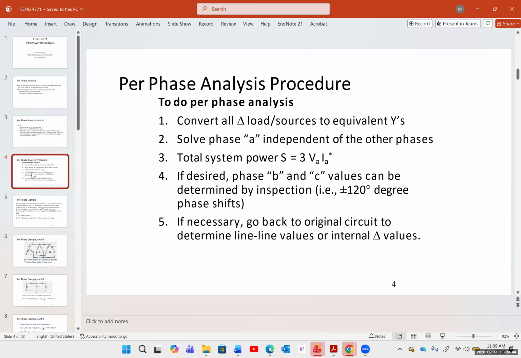Now, to do per phase analysis, we convert all delta loads or sources to equivalent Y's. We solve phase A. We pick one of the phases. We can pick phase A, B, or C, independent of the other phases. The total system power S is going to be 3 VA IA conjugate. If instead of A we pick phase B or C, they can also be determined, but the only difference is that we have a 120-degree positive or negative phase shift in the system, depending on whether we pick B or C. If necessary, we go back to the original circuit to determine line values or internal delta values.